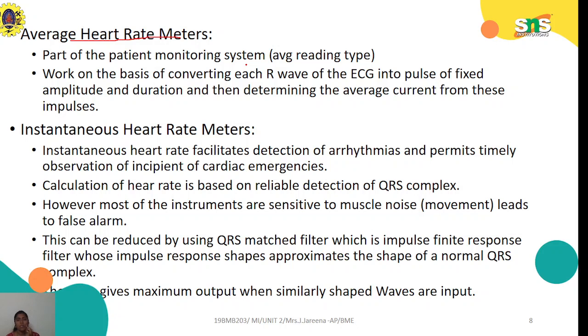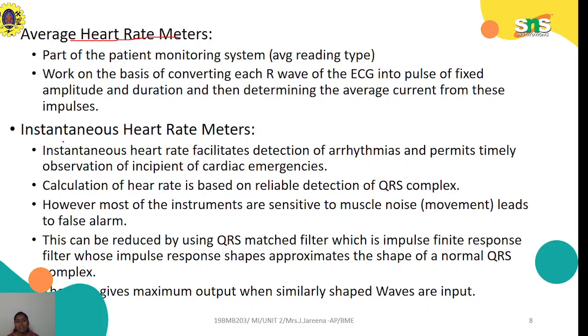So it follows the basic principle of average reading type. As the name implies, this is the average heart rate meter. Here it follows a technique called average heart rate calculation. It works on the basis of converting each R wave of ECG into a fixed pulse with a fixed amplitude and duration. Then later on, it converts this pulse into beats per minute. So that is the basic principle of this average heart rate meter.